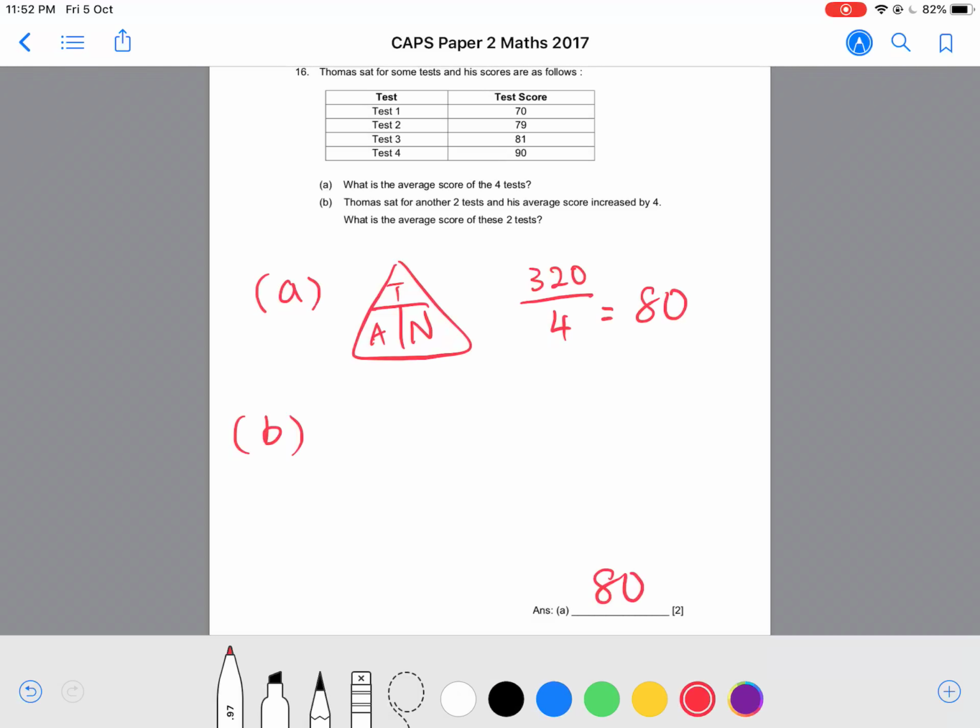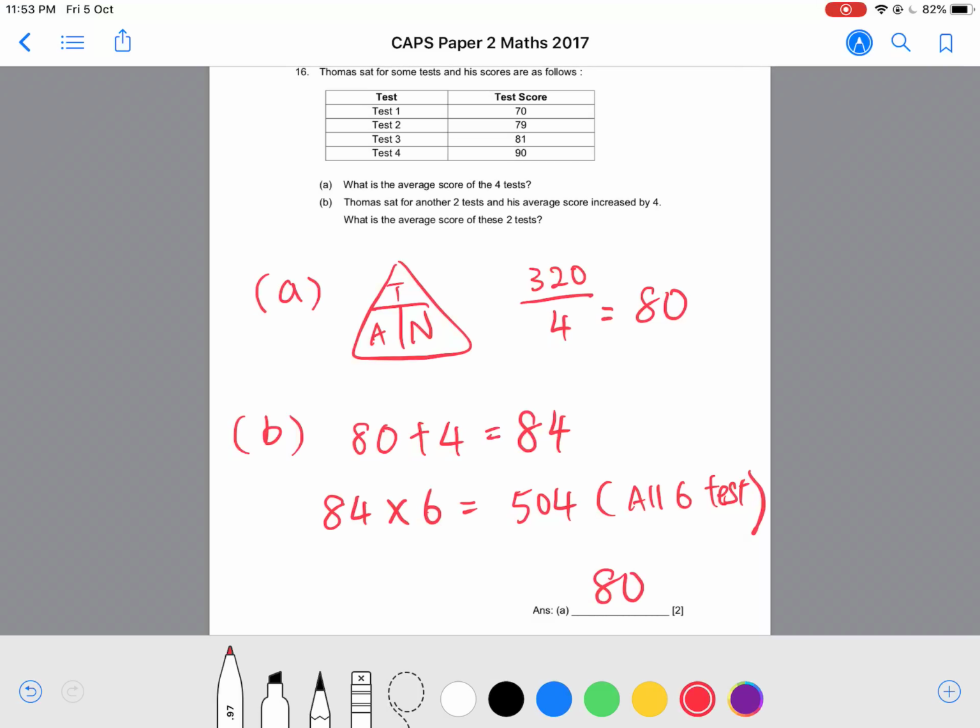Okay, part B, sat for another 2 tests. Now the average increased by 4. So meaning to say now the average is, instead of 80, is now 84. And 84 is for all the 6 tests. So let's find out how much is the total. So this is the total for all 6 tests. Okay, and there's already 4 tests over there. So the score of those 4 tests would be 504 minus 320, 184.